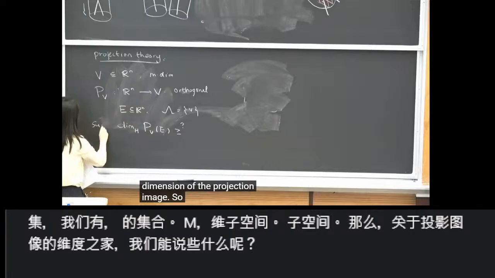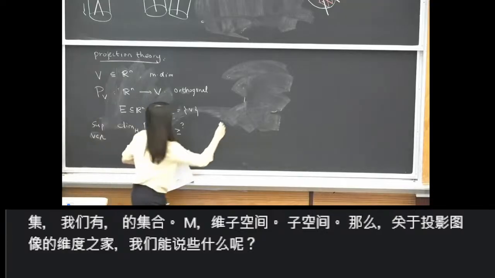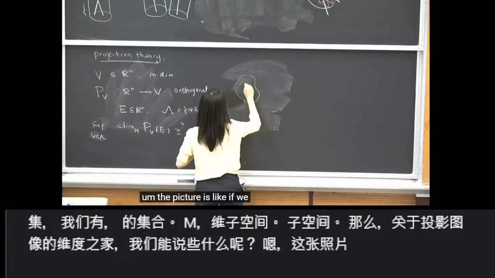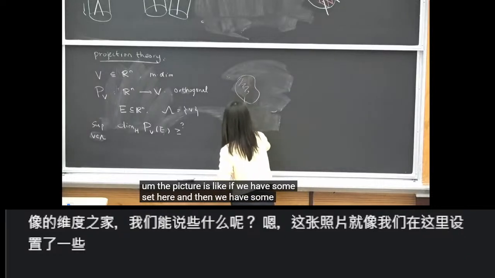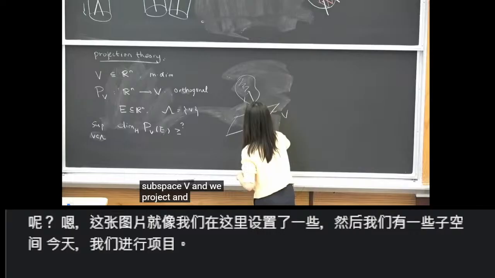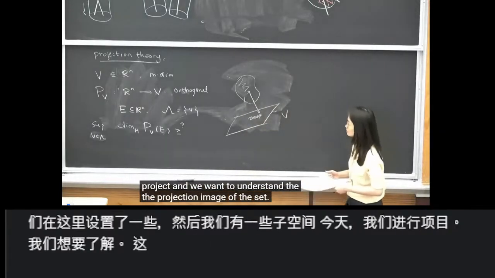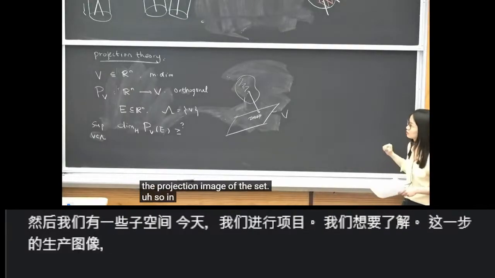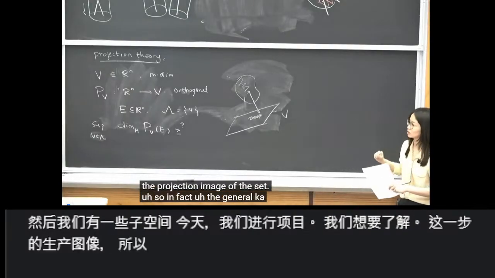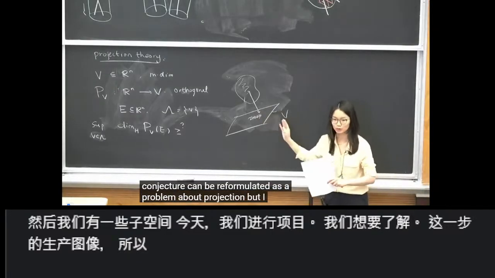The picture is like, if we have some set here and then we have some subspace V and we project, we want to understand the projection image of the set. In fact, the general Kakeya conjecture can be reformulated as a problem about projection, but I won't do it here.